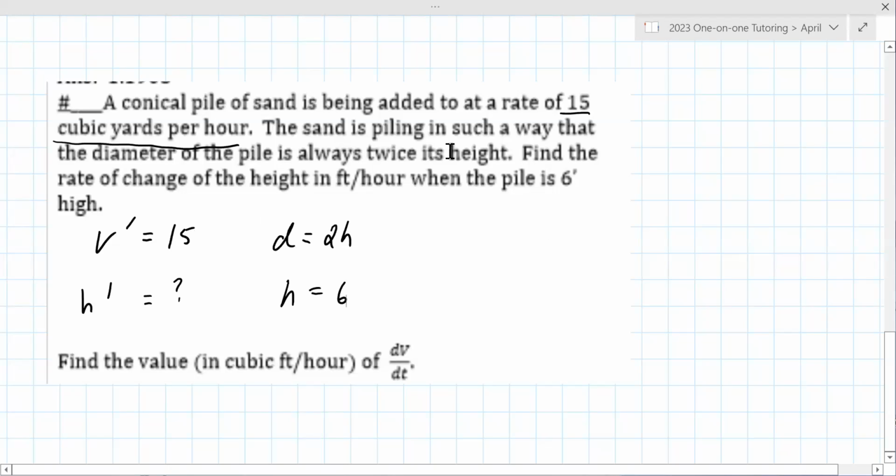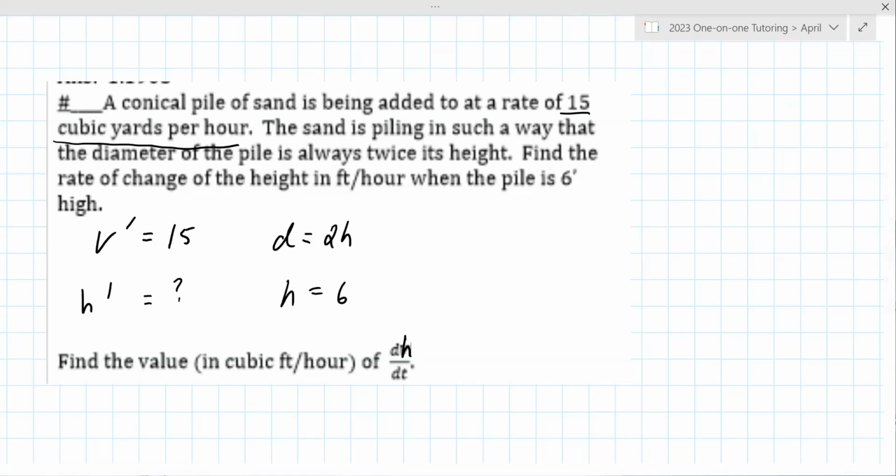That's odd. It says find the rate of change of the height, but this is dV/dt, which is 15. But this must be an error. I'm sure this is dH/dt because the units are cubic feet per hour. It does say height. We're looking for that. I don't know. Did you get any corrections on this, or is this everything you got? I don't think so.